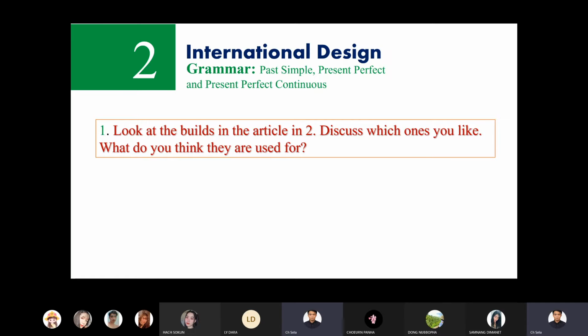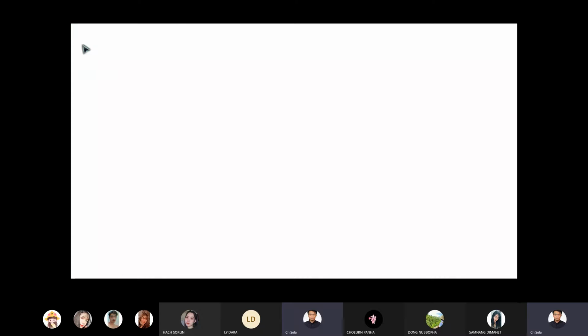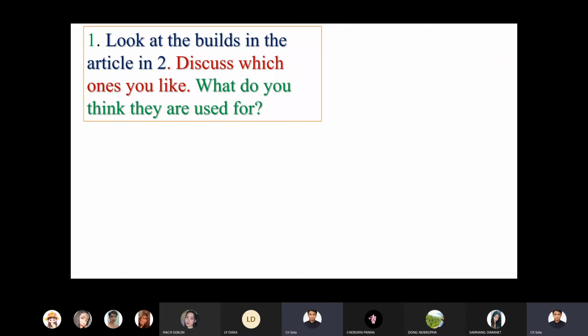For those who do not have the textbook, I am sending you page 18 in your group, so you can have a look. It is colorful and beautiful. All right, you can look at question number 1. Look at the buildings in the article in 2. They want you to discuss which ones you like and whether you think they are useful.